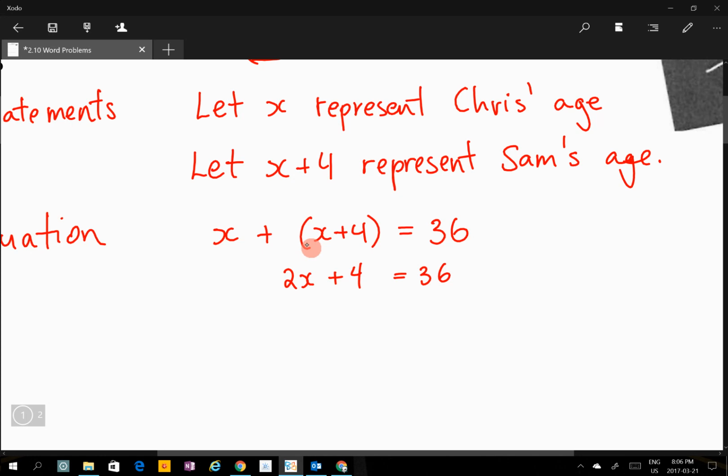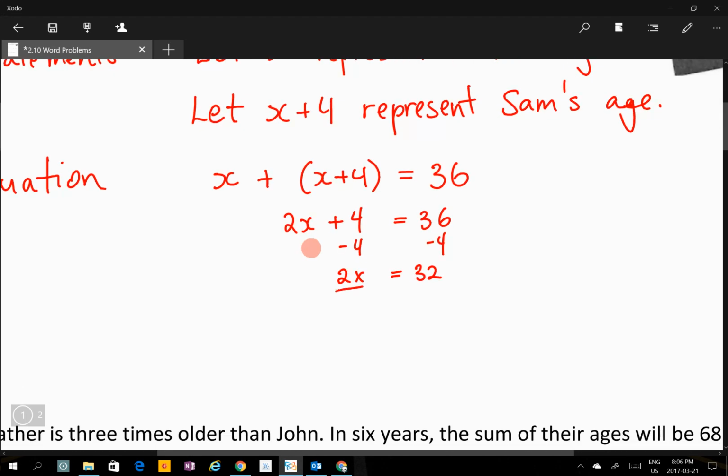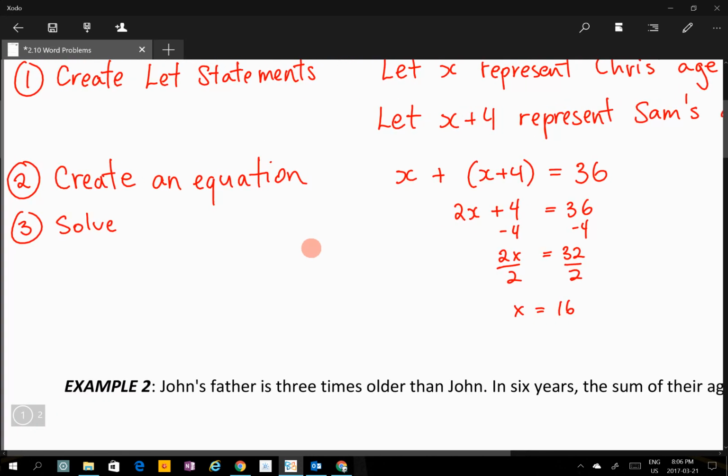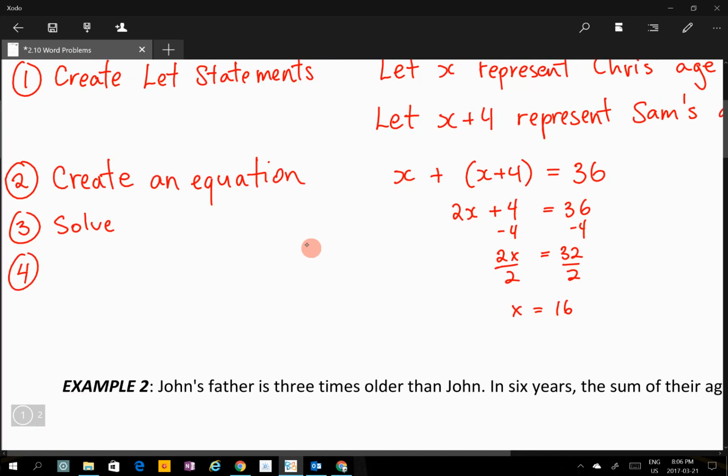Okay, solving for x, if I subtract 4 from both sides, I will have 2x equals 32. And if I divide both sides by 2, I will have x equals 16. Okay, now we have x. Step 4 is to answer the question.